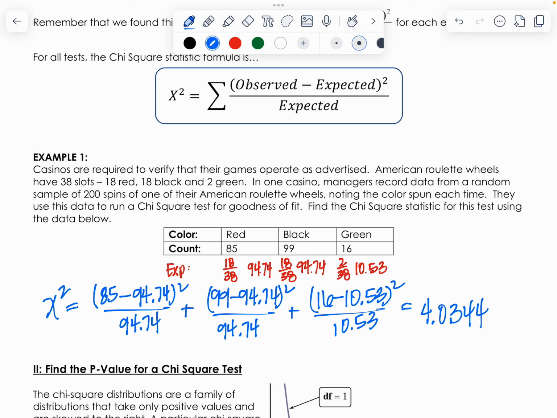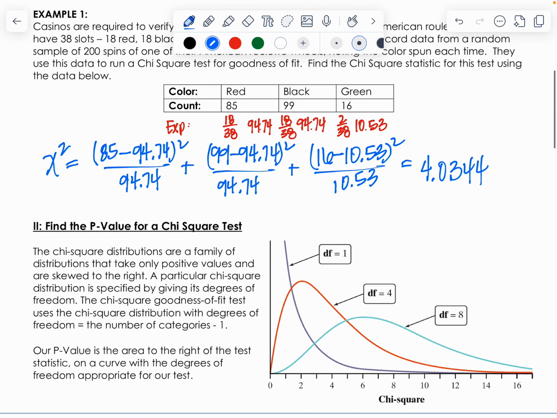All right. And notice that some of these actual observed values are kind of far from the expected values. Like 85 is pretty far from 94. But then 99 and 94 are a little closer together. So remember, we are checking to see, are the actual values we observed quite different than the claimed values? And if so, then that might be evidence that the alternate hypothesis is the way to go. Now remember, to make that final conclusion, we get a p-value.